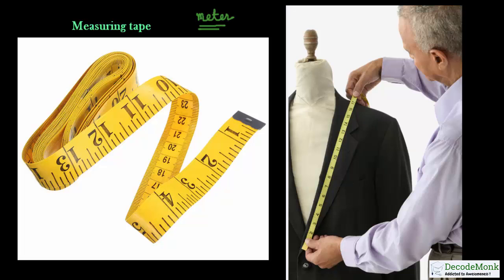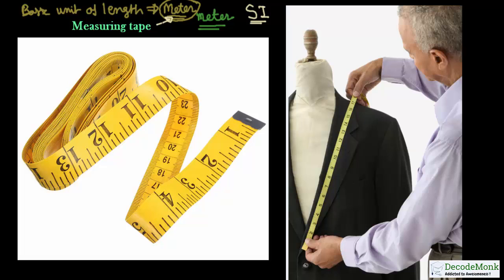Meter. Now this meter is the basic unit of length. Let me write that down very clearly. Basic unit of length is meter. Basic unit means this unit is used universally all over the world. This is the International System of Units, also called SI unit. The basic unit of length is meter.